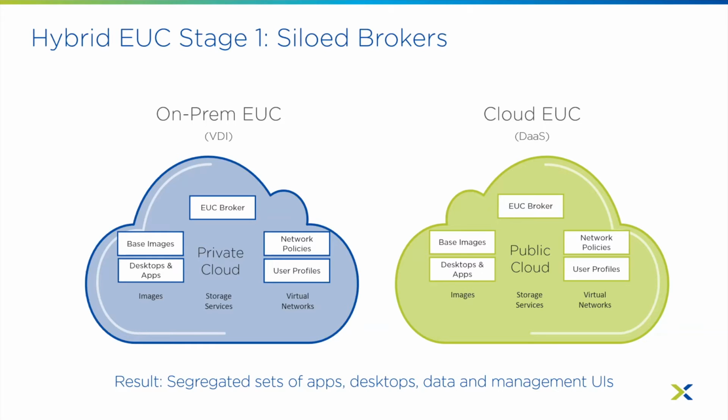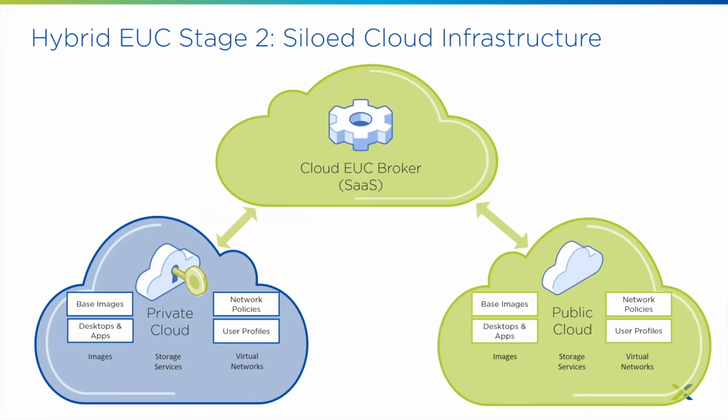But think about when those things are siloed out, that you may have separate brokers, separate images, separate everything. So everything is segregated, and you have two places you're looking to manage things. You may have a different private cloud infrastructure than what's in the public cloud. You may be public cloud native, and think about all the challenges going back and forth between those two different platforms.